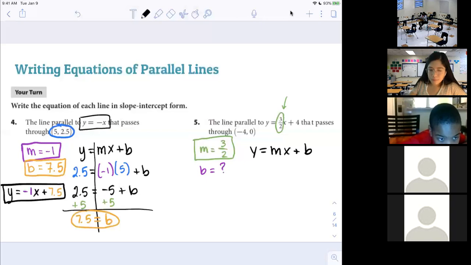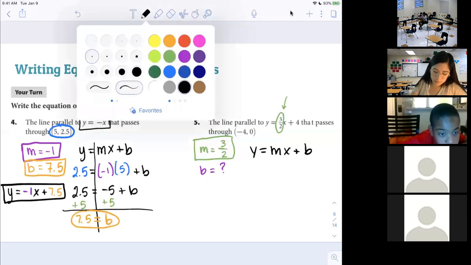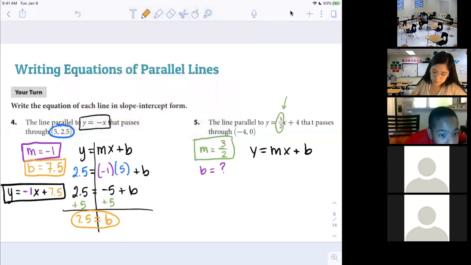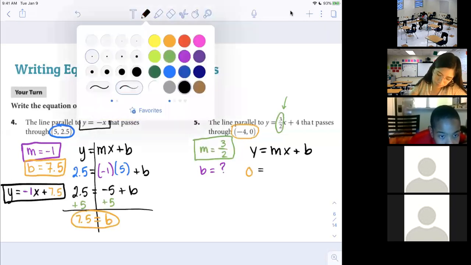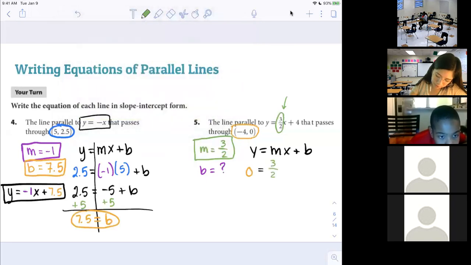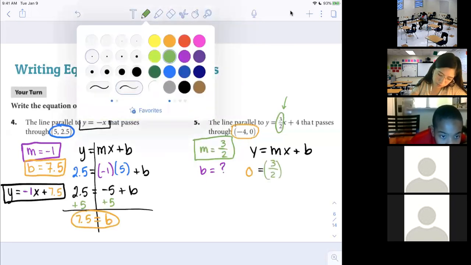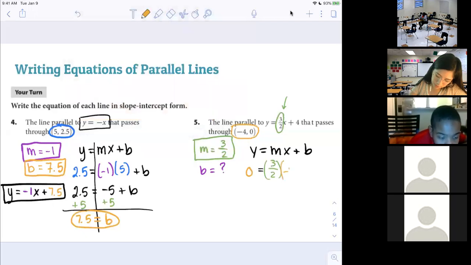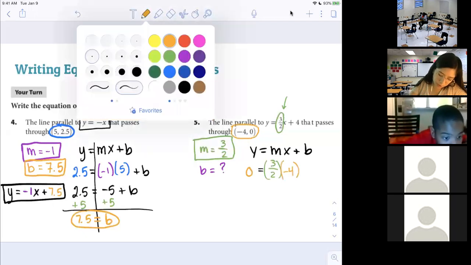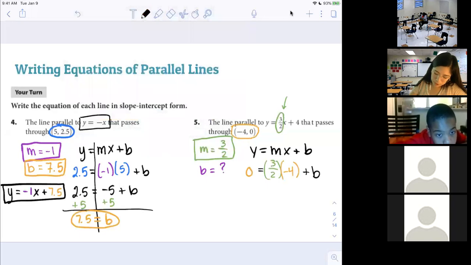The equation is the coordinates. The coordinates already show that y is 0. Good. So we know y equals 0. What's my m? 3/2. And what's my x? -4. Perfect. Now the only thing left over is my b, which is what I'm trying to solve for.